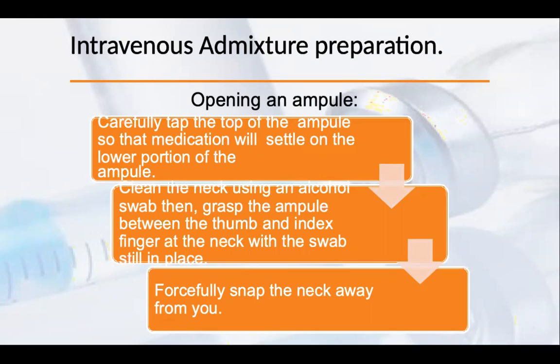Now, what do we have to do? Carefully tap the top of the ampule so that the medication will settle in the lower portion of the ampule. Clean the neck using an alcohol swab, then grasp the ampule between the thumb and index finger at the neck with the swab still in place. Forcefully snap the neck away from you. So how to remove that neck?